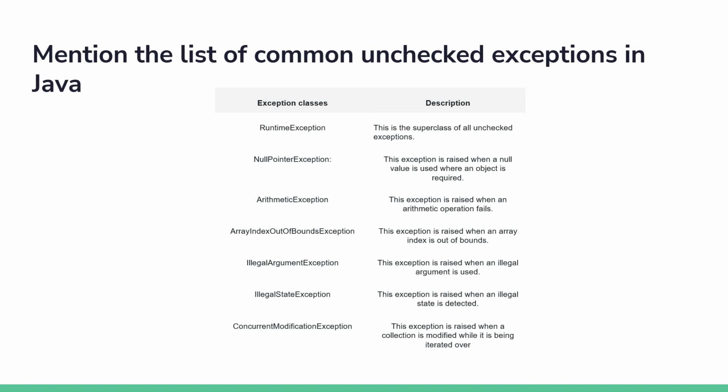The next one is array index out of bounds exception. This exception is raised when an array index is out of bounds. Illegal argument exception is raised when an illegal argument is used. Illegal state exception is raised when an illegal state is detected. Finally, the concurrent modification exception is raised when a collection is modified while it is being iterated over.